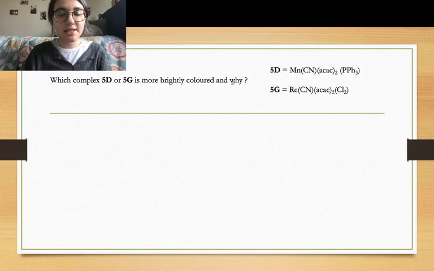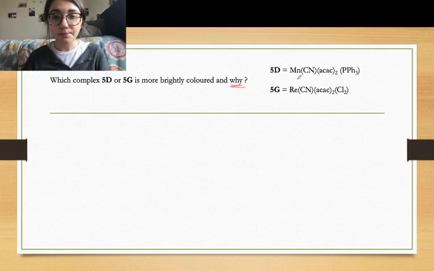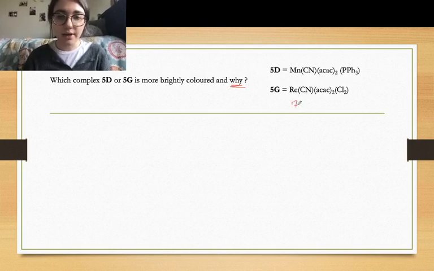So I have a 5D and 5G complex, and I want to know why one is more brightly colored. I can see that they're both in group 7, so they're both going to be D7 sort of elements. And then I can see that this one has a phosphorus and this one has a Cl2, so that's the only difference between them.